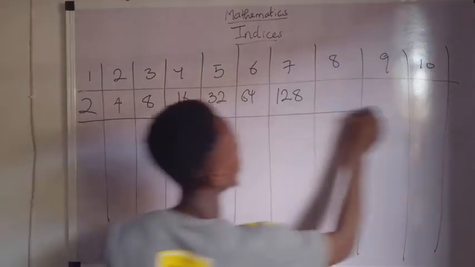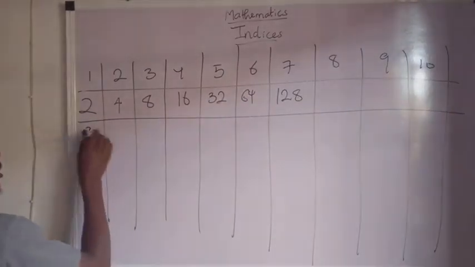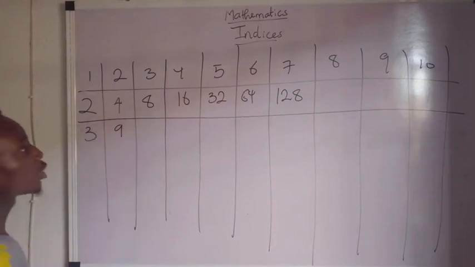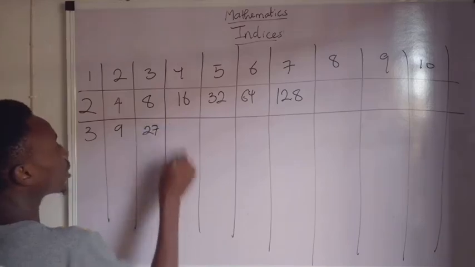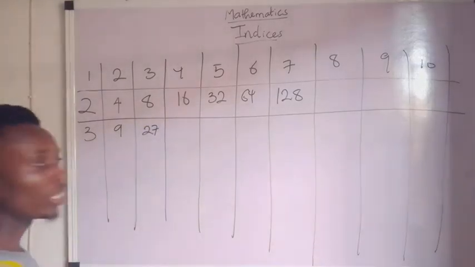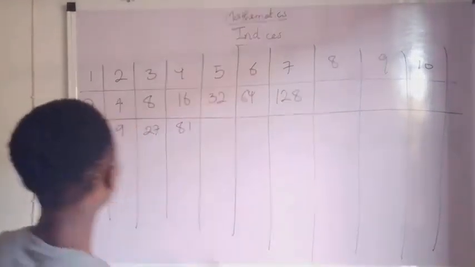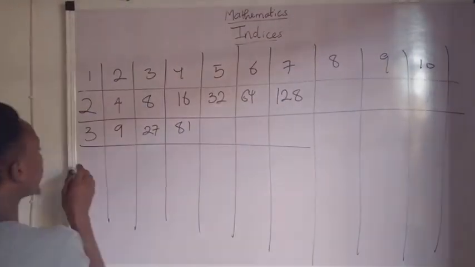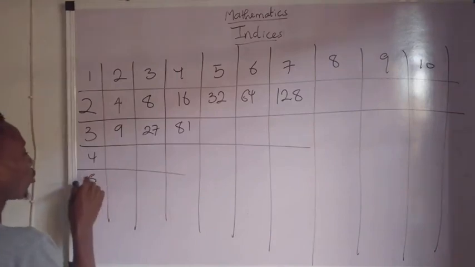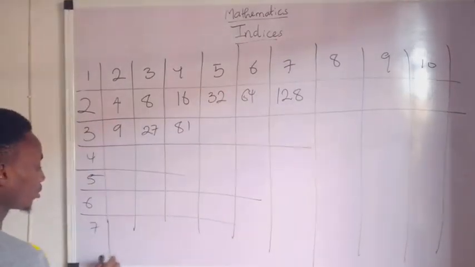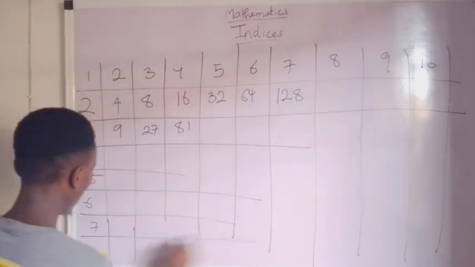You cross it. You go to 3. 3 raised to power 2 is 9. 3 raised to power 3 is 27. 3 raised to power what? 4 now is what? 81. And then you keep on going and you keep on going. You can make this chart from 3 to 4 to 5 to 6 to 7, probably down to 10.